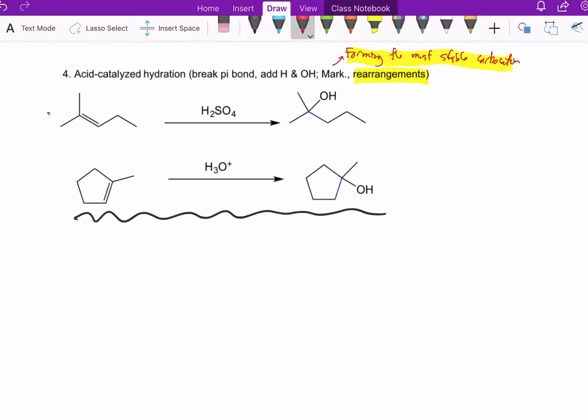In these two examples that we did, if you work through the mechanism, you'd form a tertiary carbocation. So that's the most stable carbocation we can. But I can give you examples where that's not the case, and that's when a rearrangement can and will occur.